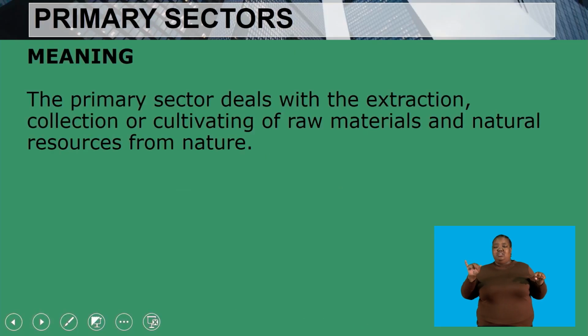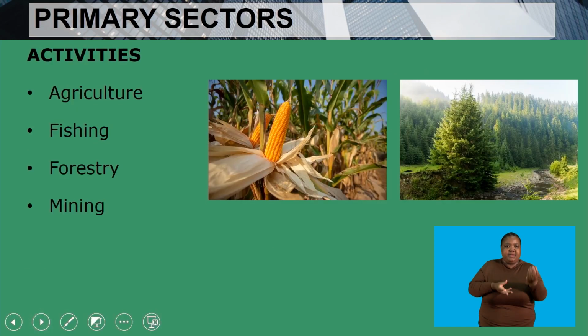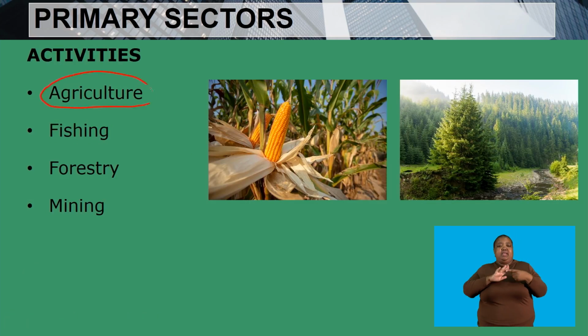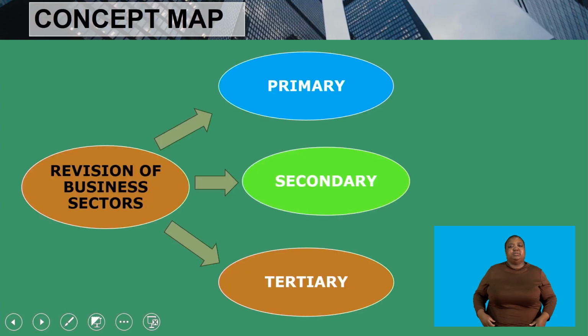Now let's look at the primary sector. As we have already mentioned, we are dealing with the extraction of raw materials from nature. Because we are extracting, these are the things that we are going to do. It includes agriculture. We also have fishing, forestry, and mining. So these are the different activities that happen in the primary sector. It's also a hint as to how you can identify these in given scenarios.